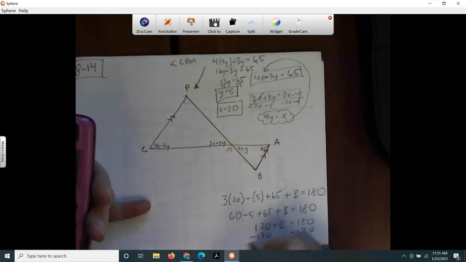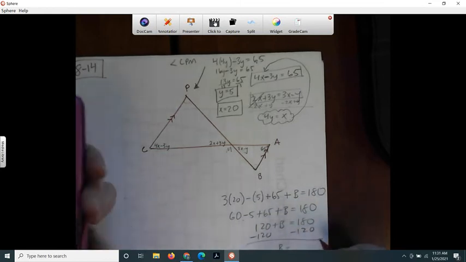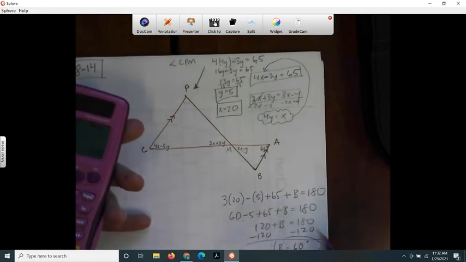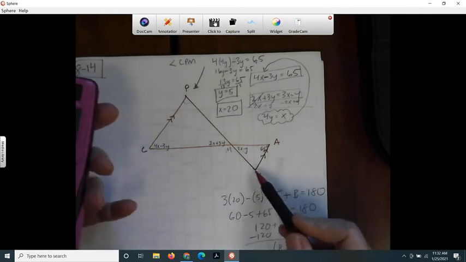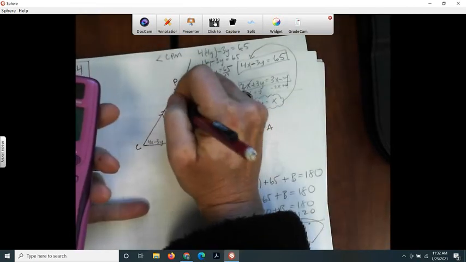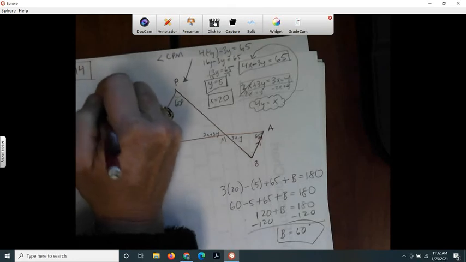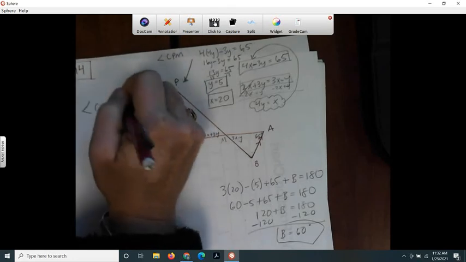I realize that there are a billion other ways to do this problem. But I get that this angle is 60, and if this angle is 60, then this angle is also 60. So I'm going to say angle CPM is 60 degrees.